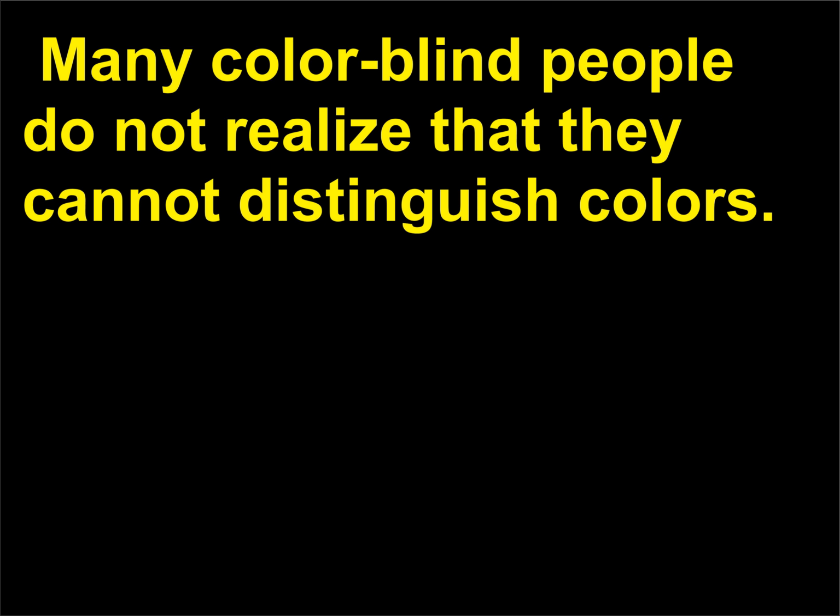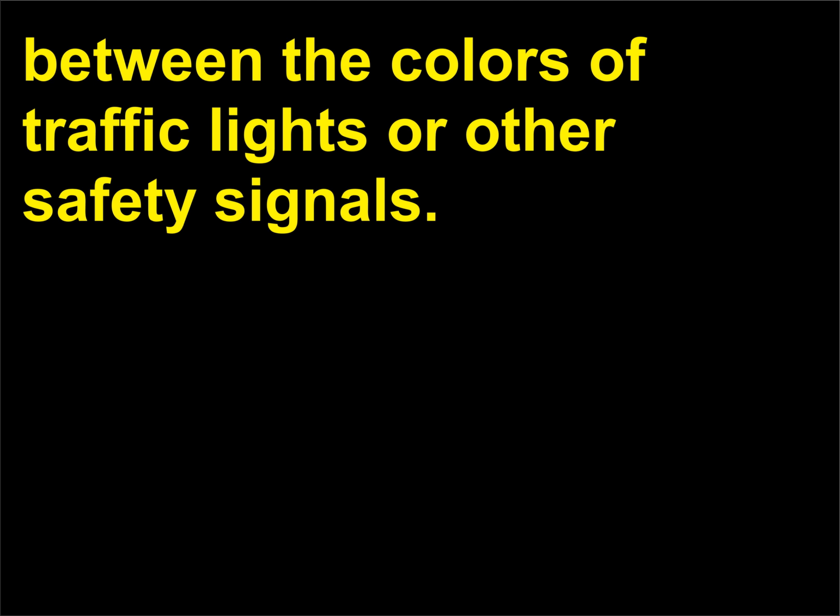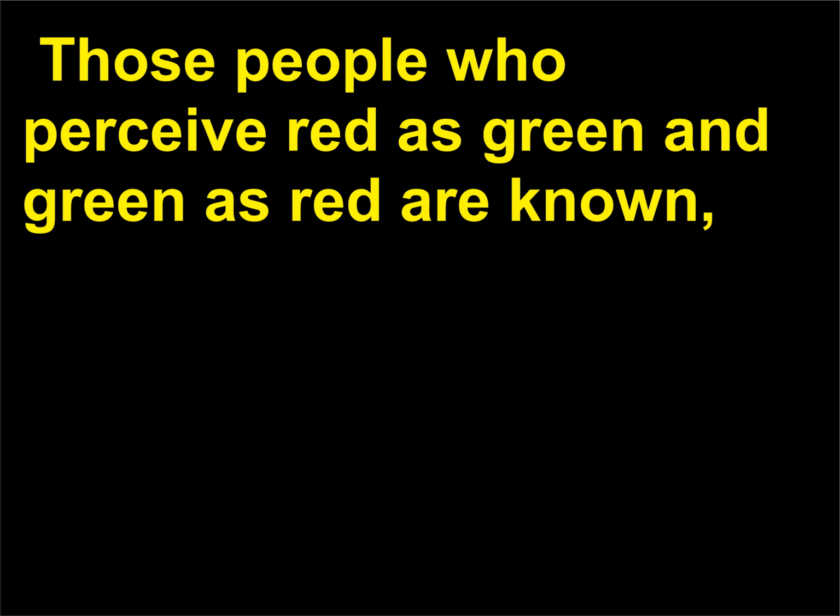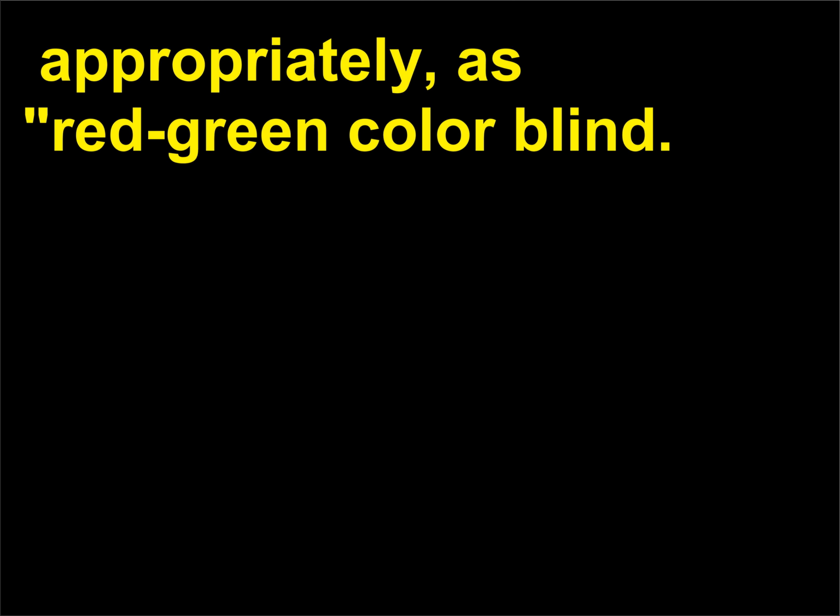Many colorblind people do not realize that they cannot distinguish colors. This is potentially dangerous, particularly if they cannot distinguish between the colors of traffic lights or other safety signals. Those people who perceive red as green and green as red are known appropriately as red-green color blind.